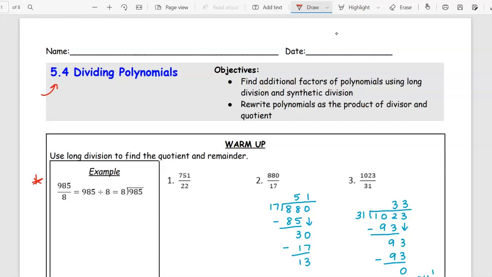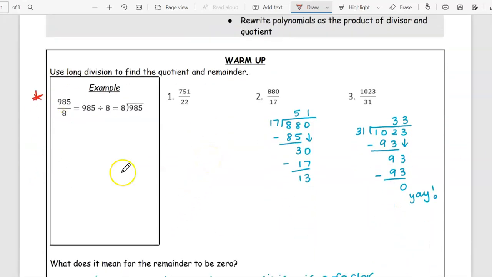Hey everyone, so this is our next section in Chapter 5. We're going to be looking at dividing polynomials. So Chapter 5 has all been about polynomials. We've added them, subtracted them, solved them, factored them. Now we're going to do long division of polynomials. And that's pretty crazy because we've never done long division of polynomials before.